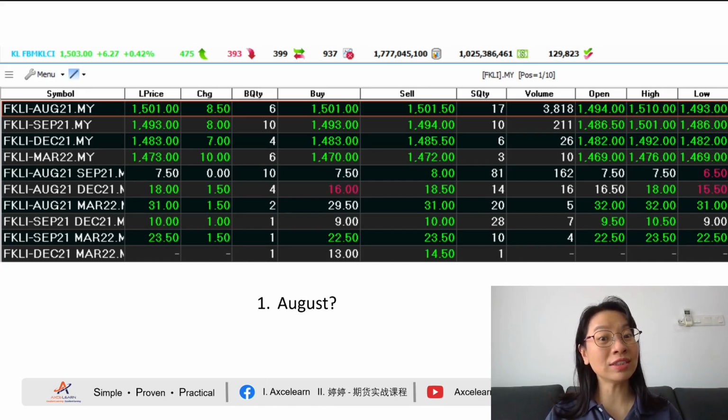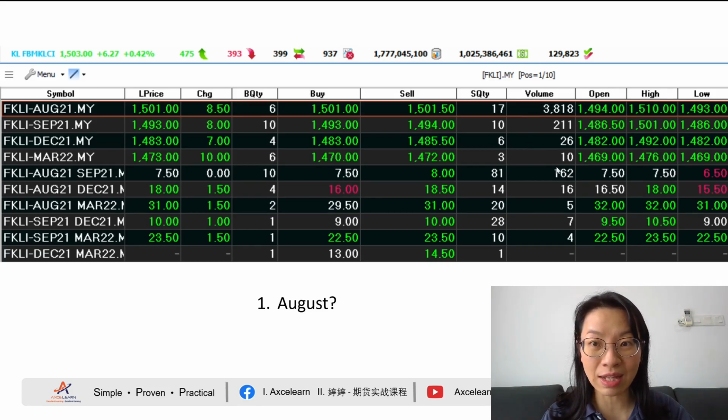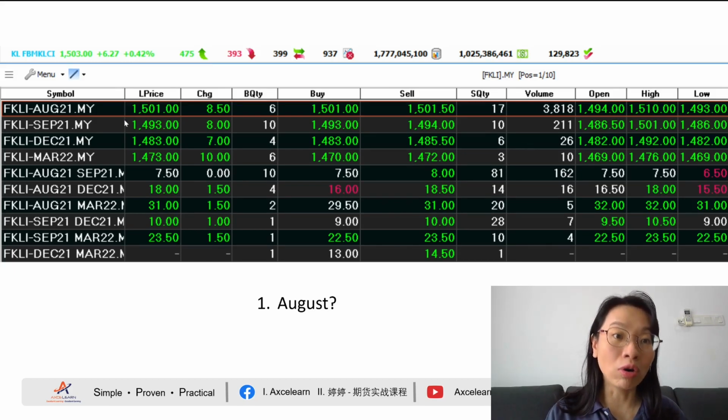Should we trade August? This is the common question. Now, if you cannot memorize things, you don't need to, and in fact, you know that I don't encourage people to memorize as well. You can identify very easily by looking at the volume itself. Among all the 4 contract months, you can see that August has the highest volume, which is 3,000 plus. So easily, you can make the decision that, hey, I should trade the August month.